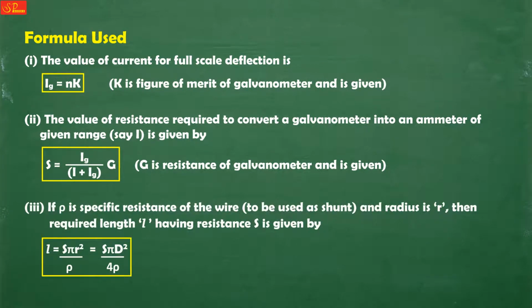If rho is the specific resistance of the wire to be used as shunt and radius is R, then the required length L having resistance S is given by L equal to S pi R square by rho, equal to S pi D square by 4 rho.